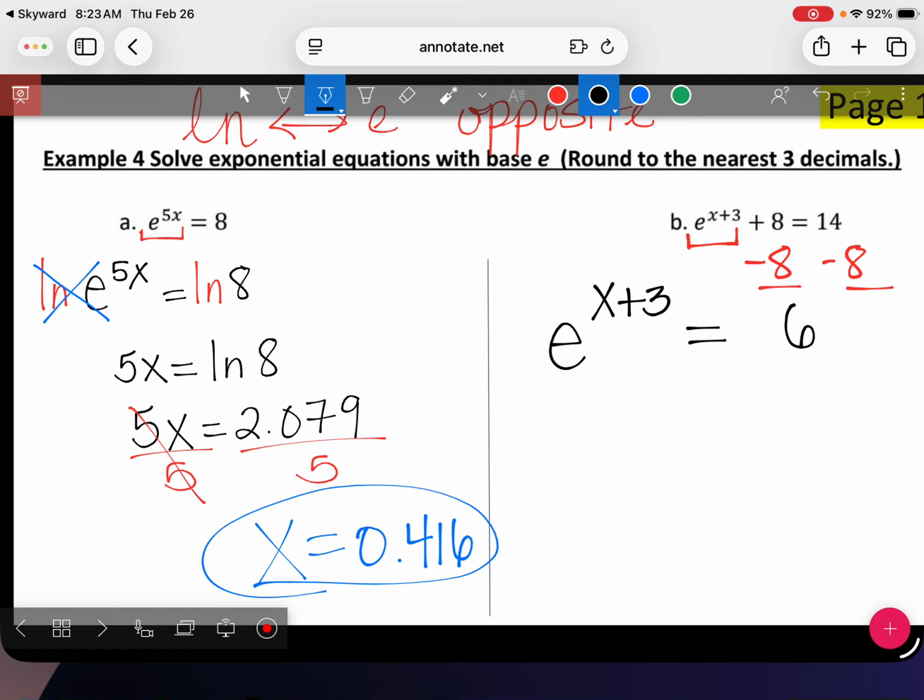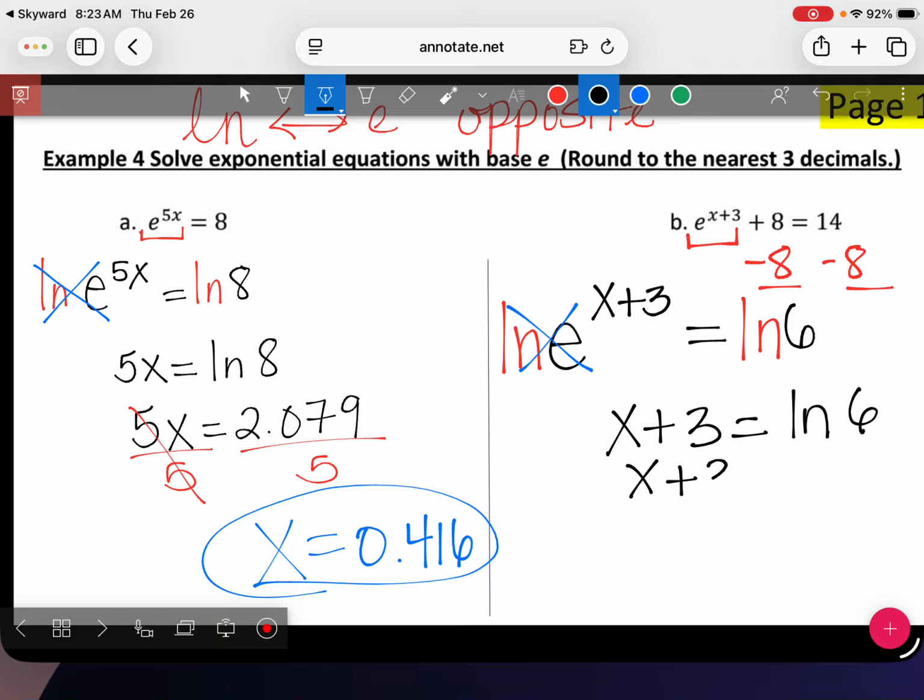All right, now what am I going to put in? What's the opposite of e? Natural log. Put in the natural log. ln. On this side, it cancels out the e. So you have x plus 3 equals the natural log of 6. Pick up your calculator. Type in natural log of 6.